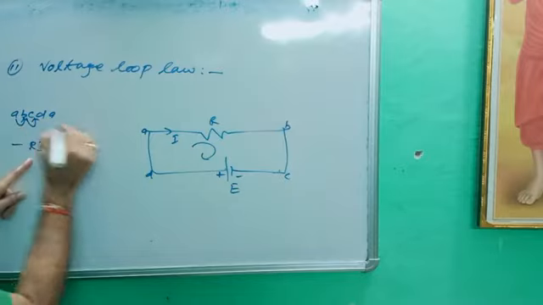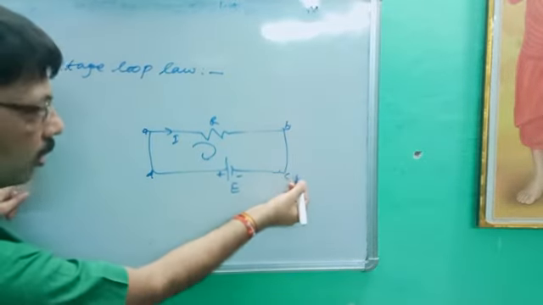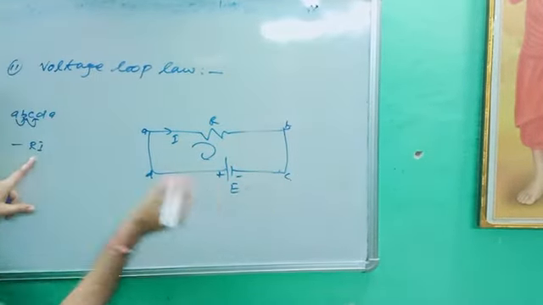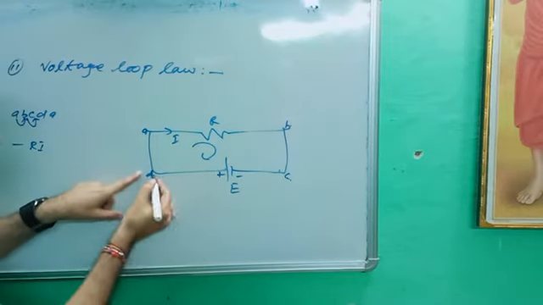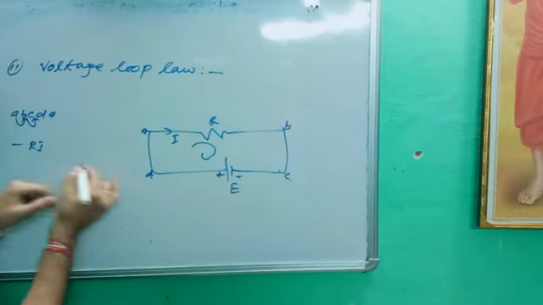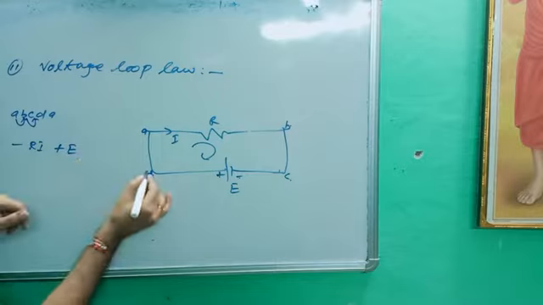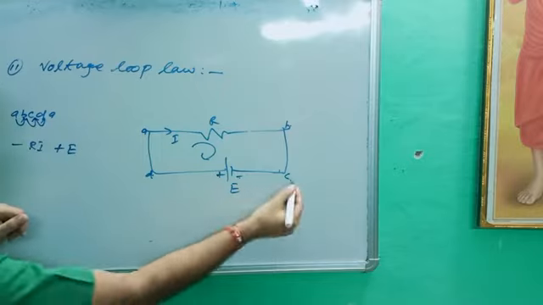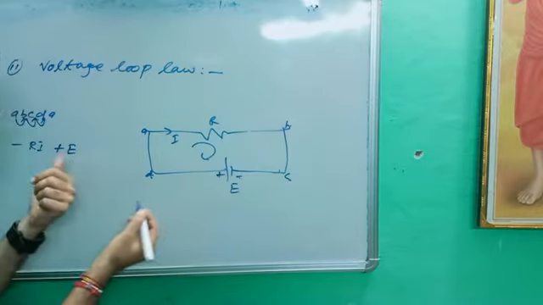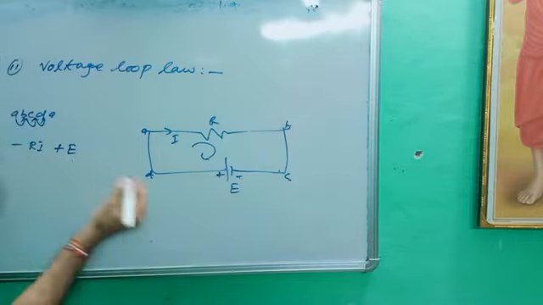Again, B to C, no resistance is there, so nothing happens. C to D, you are moving from negative to positive, it means it will be plus E, according to the rule, negative to positive plus E, and D to A, nothing is there. So the sum is equal to 0. You can see the algebraic sum of all potential is 0. So we get minus Ri plus E equal to 0, so E equal to Ri. This is the answer for you.